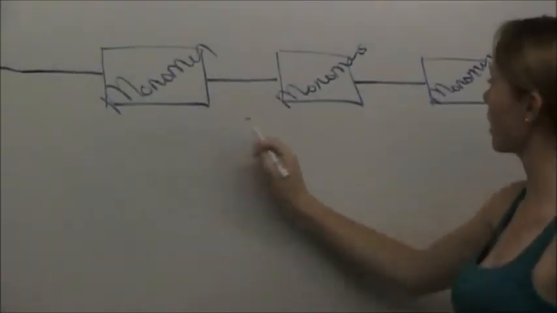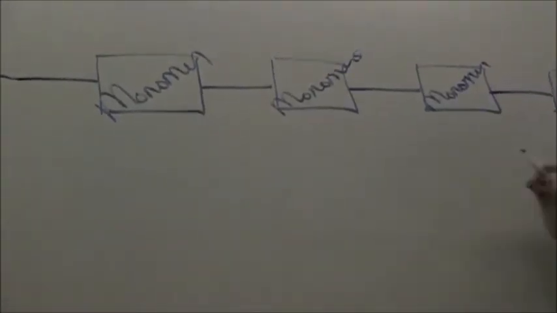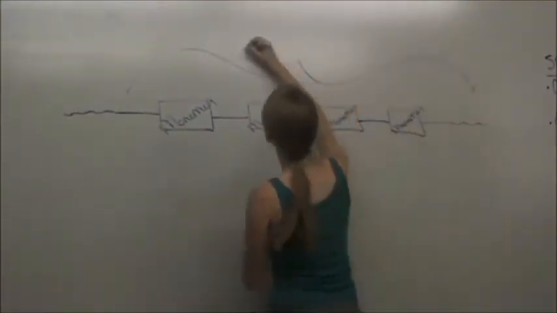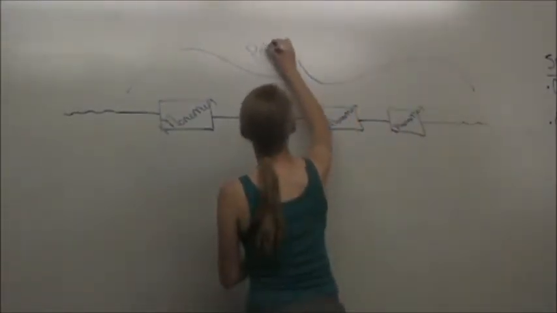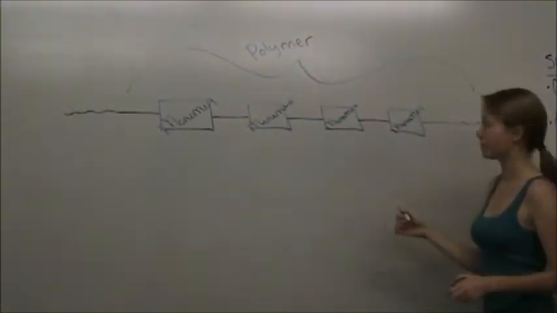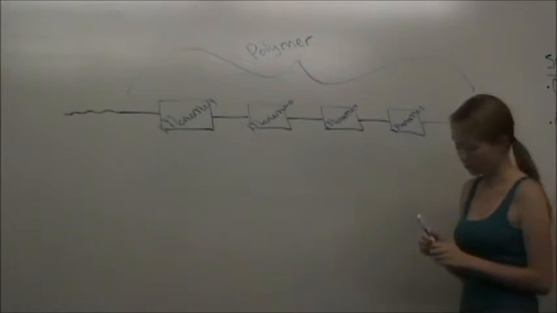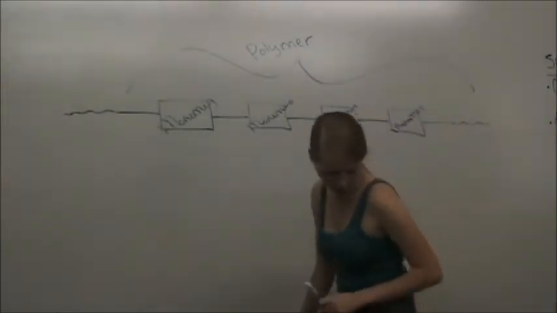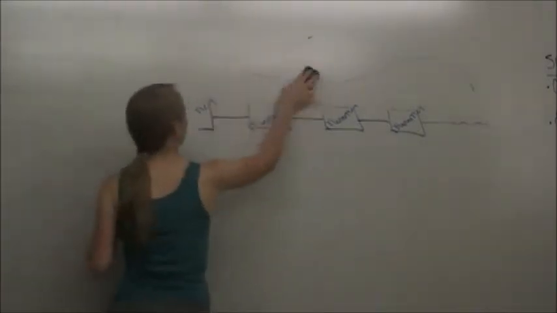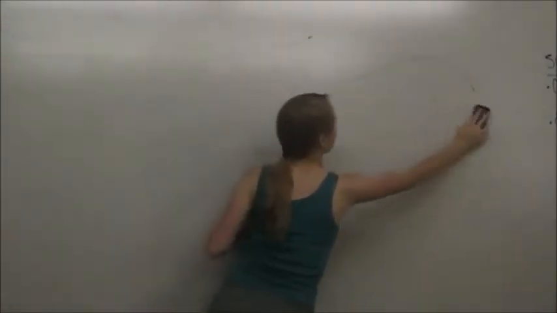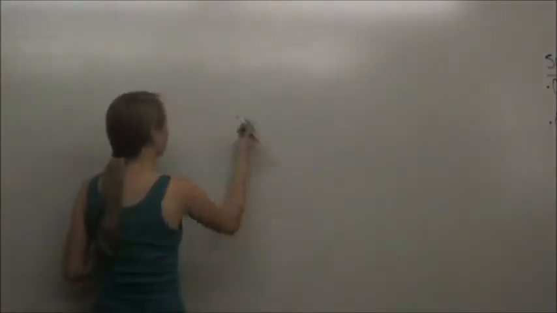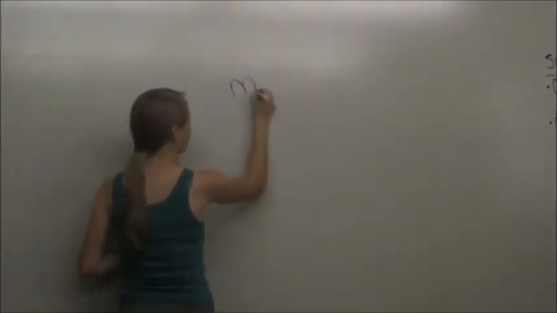Okay, so all these little guys are the monomer, and this whole thing is the polymer. Does that make sense? Okay, so another term for polymer is a macromolecule.